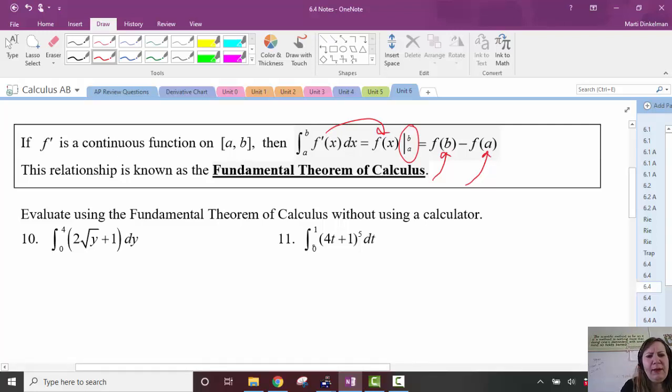Okay, so let's go ahead. We're going to skip number 11 because it has a 4 on the inside, and we're going to use substitution later. You can tell that we've skipped 6(3). We're going to come back to that one, and we need that one for number 11.